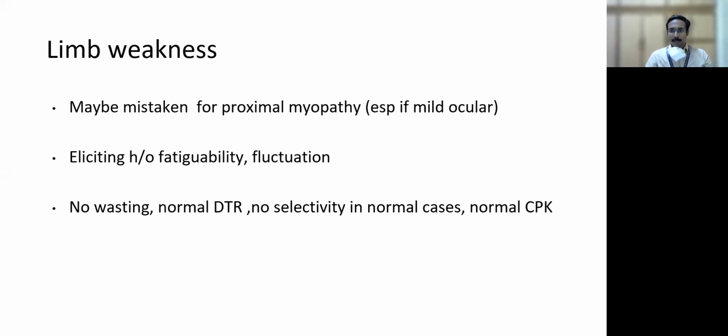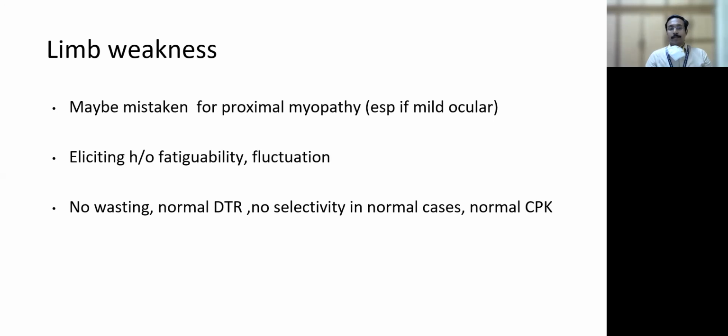And last is limb weakness. Because the proximal muscles work more than the distal muscles to maintain posture and all, proximal weakness is quite a common presentation. So it can mimic a myopathy, especially if ocular or bulbar symptoms are not a main symptom, or were mild. An isolated limb weakness presentation can be quite difficult to diagnose. The important points are that there is no wasting, which rules out an LMN motor nerve disorder. The deep tendon reflexes will not be absent. Selectivity will not be there, which might indicate muscle disease.